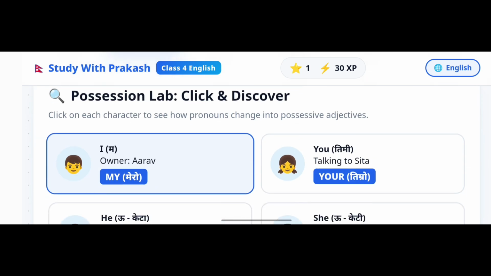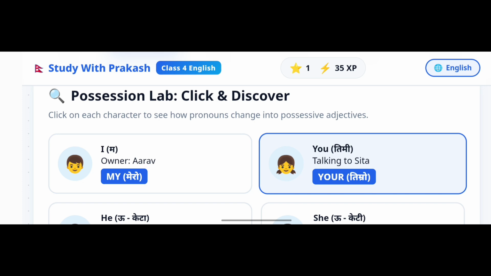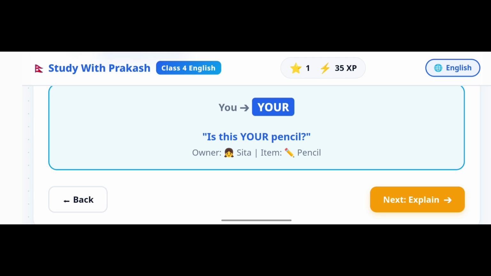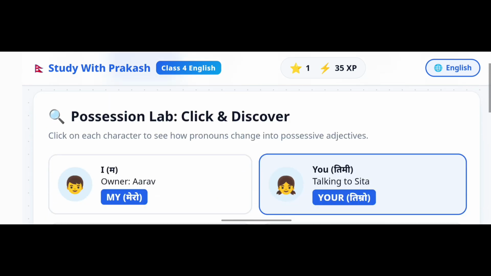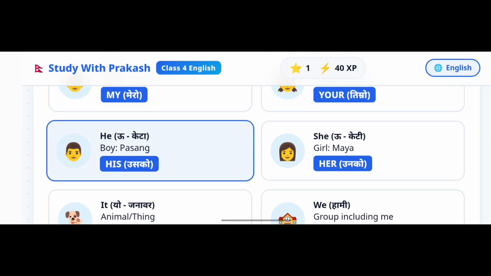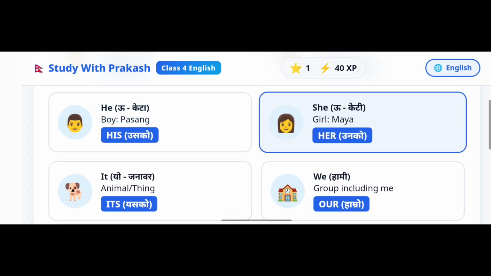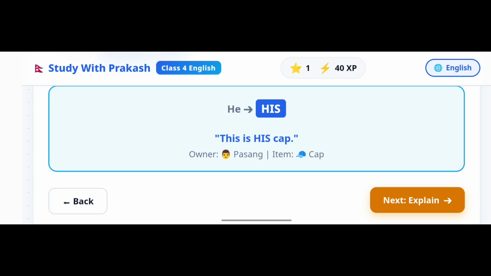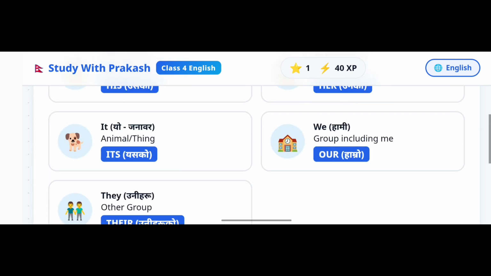Now you. Talking to Sita, the possessive adjective is your. Is this your pencil? Who is owner? Sita, and the item is pencil. Now he, the possessive adjective is his. The sentence is, this is his cap. The owner is a person and the item is cap.